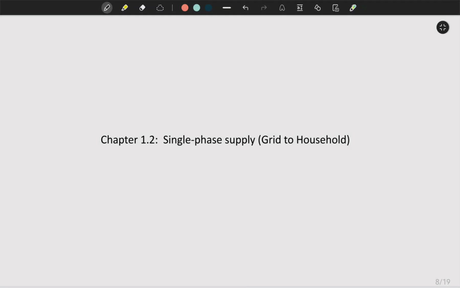Hello everyone. Today we are starting the second chapter of our first module, which is chapter number 1.2, single phase supply from grid to household. In this chapter, we'll be looking at how the power is transferred from my generating point to my house socket or the appliance.